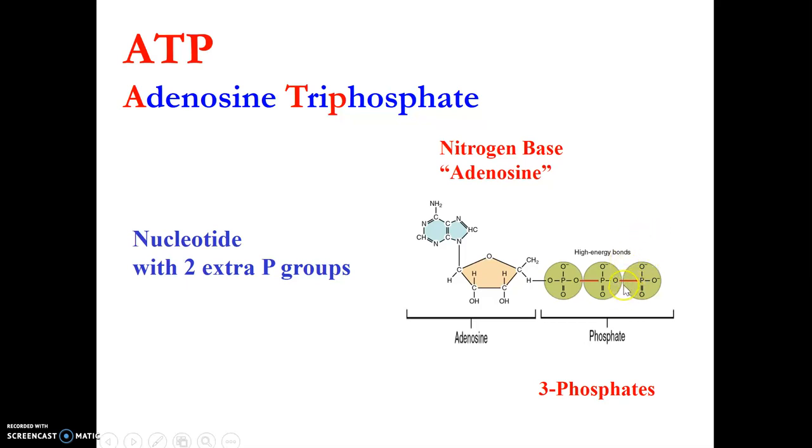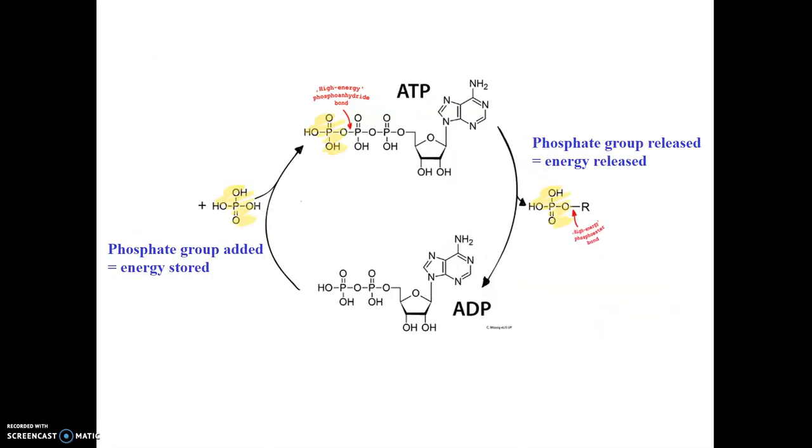If you look, these red lines right here show that there are some very high energy bonds that are holding these extra 2 phosphates on there. And those bonds are where the energy that the cells are going to use is going to come from. So let me show you a quick diagram of this. Here, the molecule's flipped around. We have our nitrogen base here, the adenosine, and our sugar, and the 3 phosphate groups here.